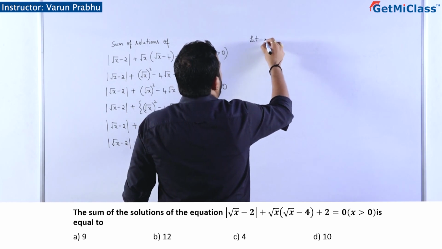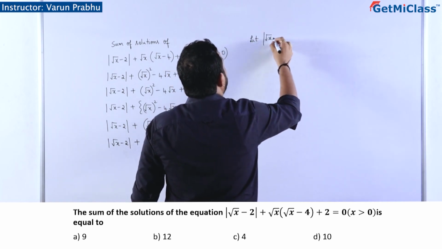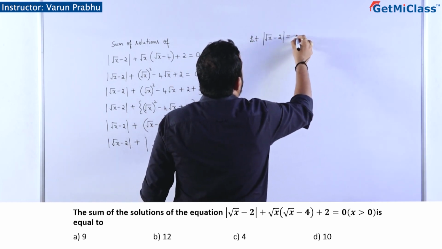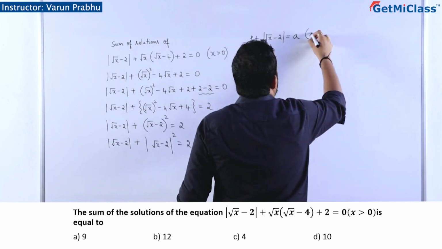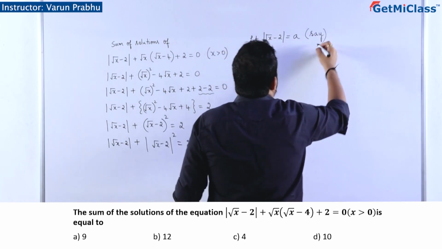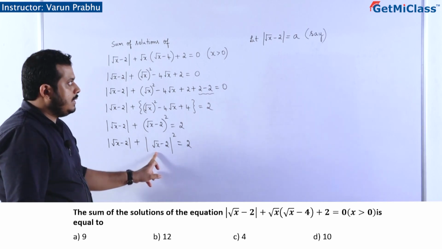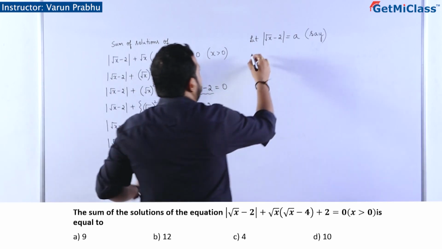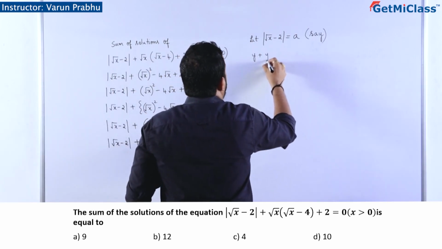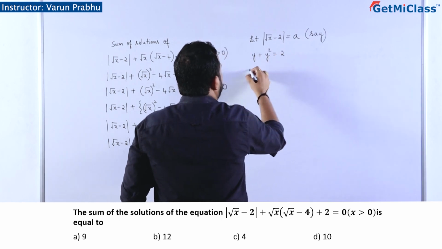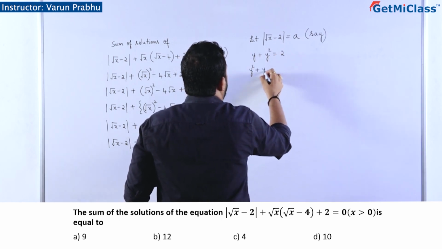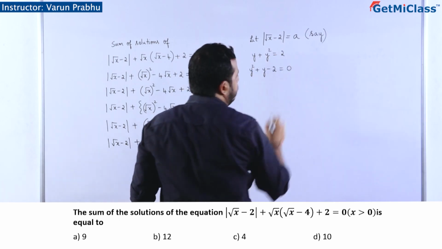Let us put modulus of root of x minus 2 equal to y. You can put a, b, c, d, k, y, anything other than x. Is it okay? So I'll get here y plus y square, that is equal to 2. So I can write y square plus y minus 2, that is equal to 0.